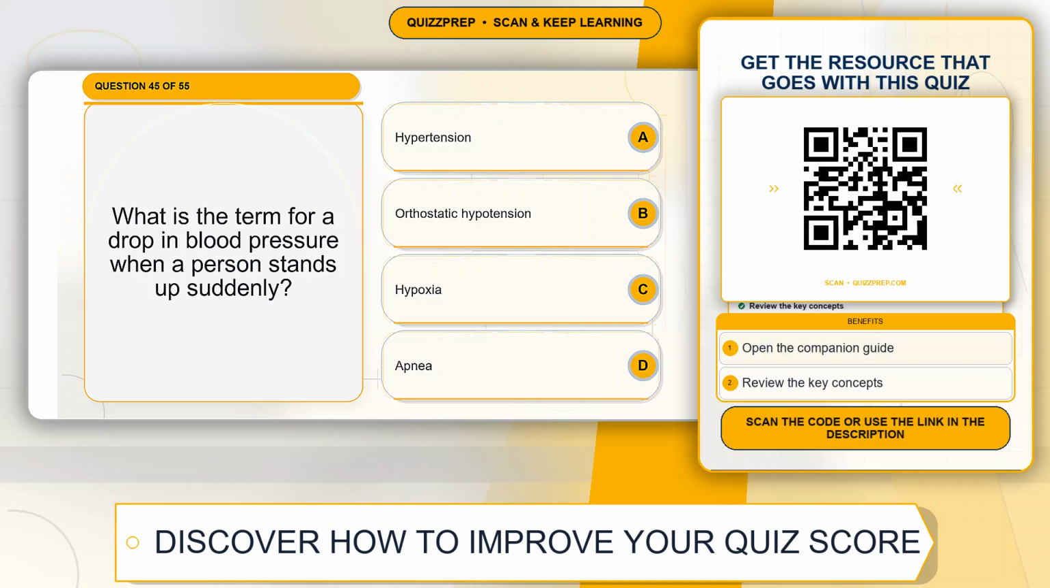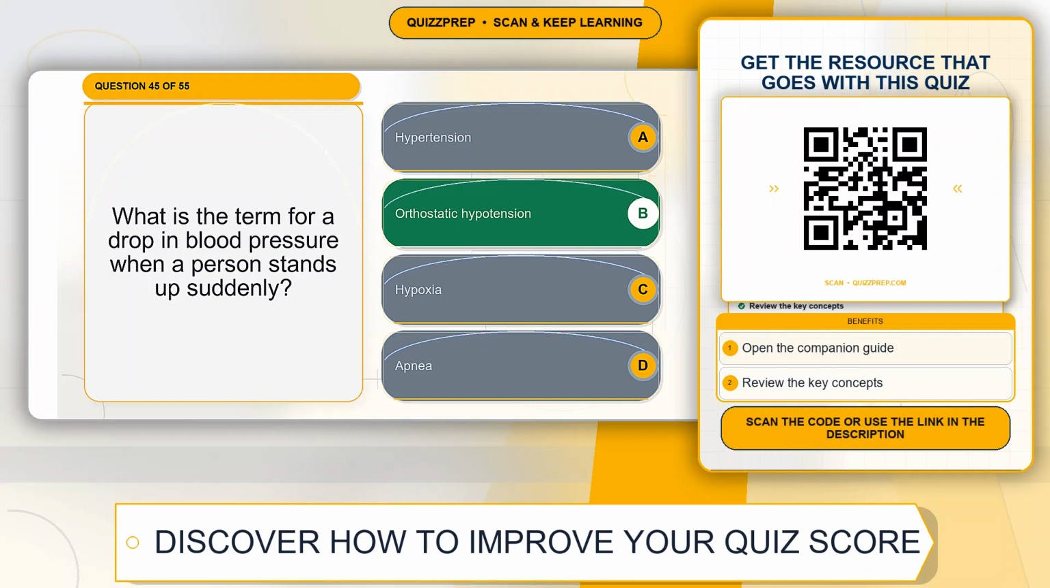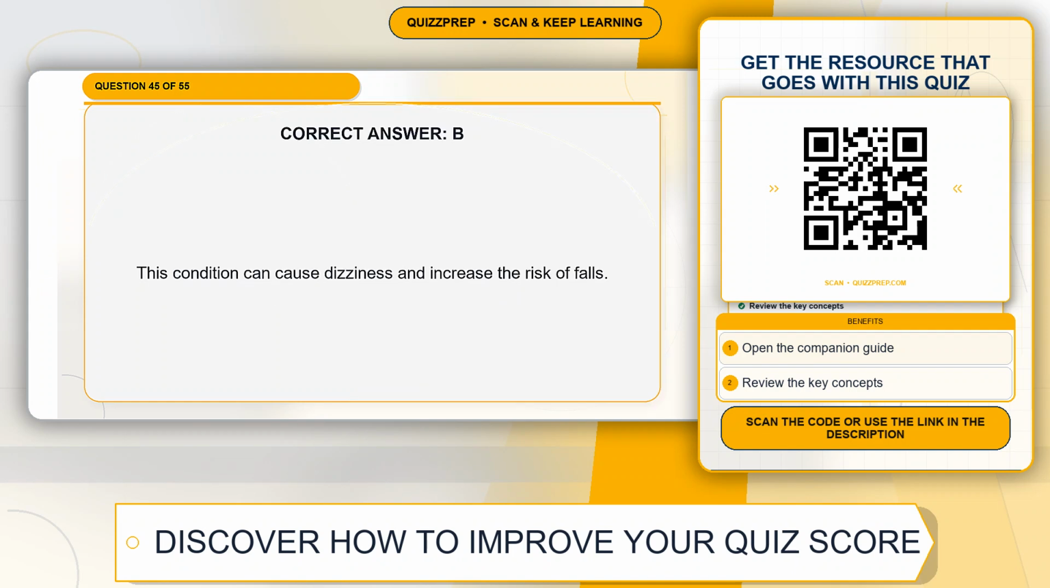Question 45. What is the term for a drop in blood pressure when a person stands up suddenly? Option A, hypertension. Option B, orthostatic hypotension. Option C, hypoxia. Option D, apnea. The correct answer is option B, orthostatic hypotension. Explanation. This condition can cause dizziness and increase the risk of falls.